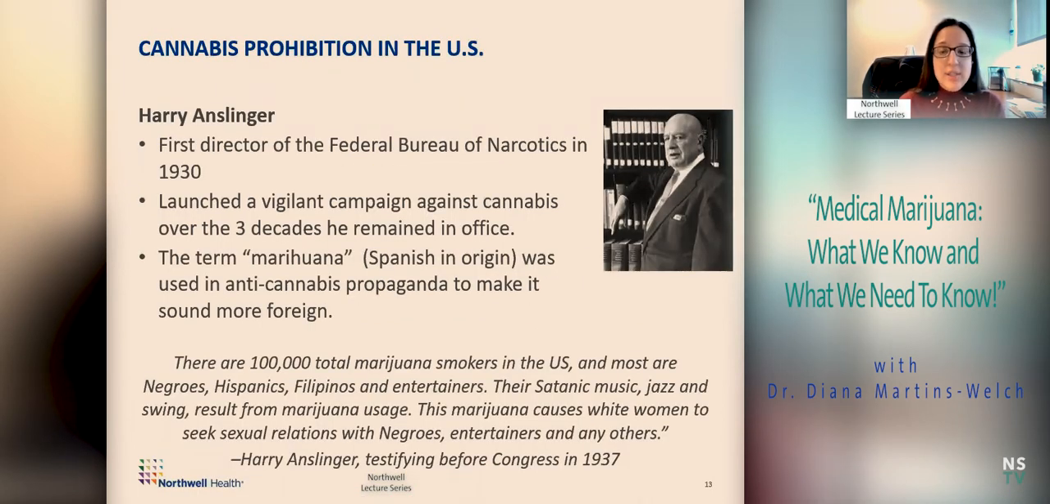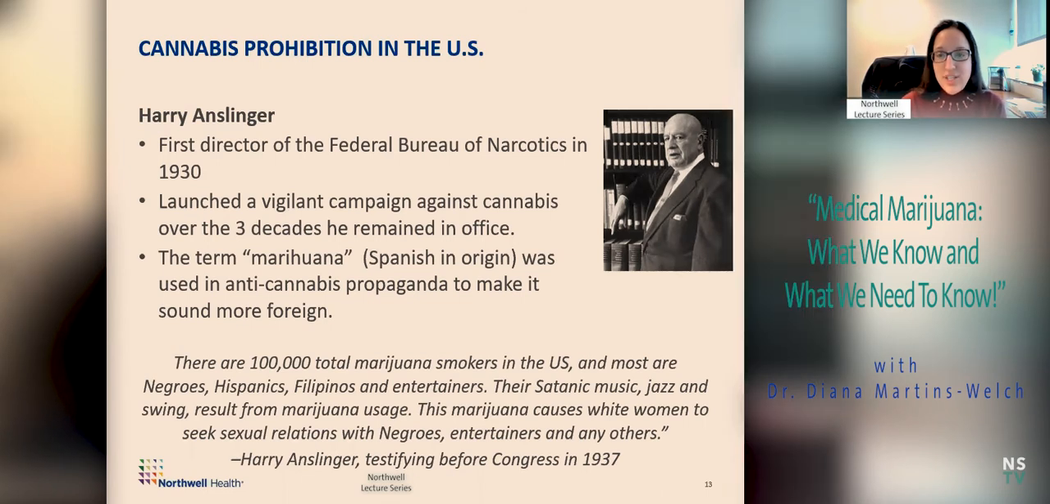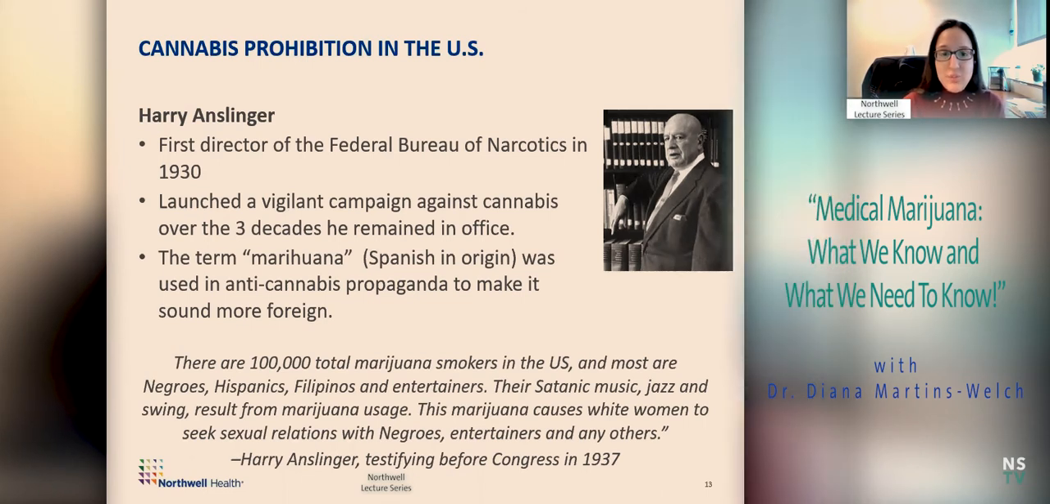Harry Anslinger is largely the pioneer of cannabis prohibition in the United States. He was the first director of the Federal Bureau of Narcotics, and he launched this vigilant campaign against cannabis. And so the term marijuana actually was used in place of cannabis in order to make it seem like a more foreign substance. There were a lot of racist undertones in the propaganda against marijuana.